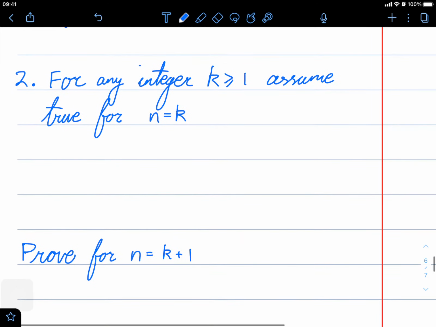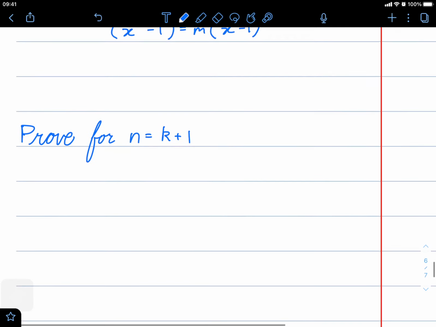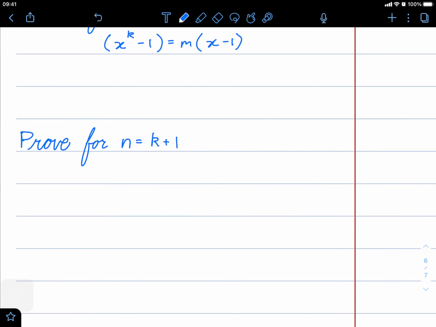Now for any integer k greater than or equal to 0, we assume the expression to be true for n is equal to k. So we get x to the power of k minus 1 is equal to m outside of x minus 1. Moving forward, we're going to prove now the statement to be true for k plus 1. So now it'll become x to the power of k plus 1 minus 1 is equal to m outside of x minus 1.